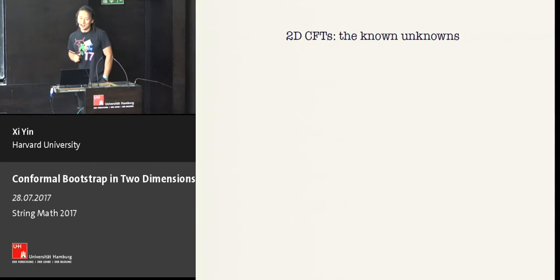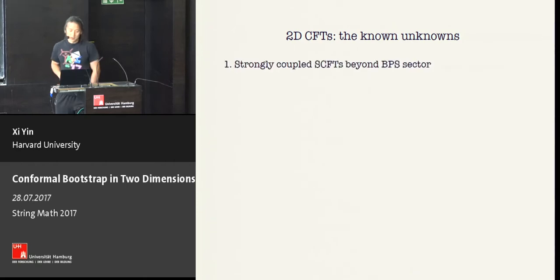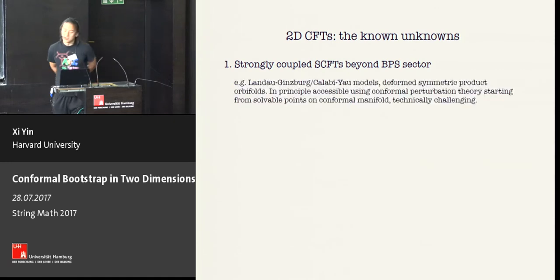Now there are the known unknowns. That is, the theories that we know exist and we love, but there are results I would love to know about these theories. We would like to know their spectrum, but these appear to be somewhat beyond the reach of current technology. For example, in superconformal theories beyond the BPS sector, such as Landau-Ginzburg models or Calabi-Yau models, or symmetric product orbifolds of say T4, K3.